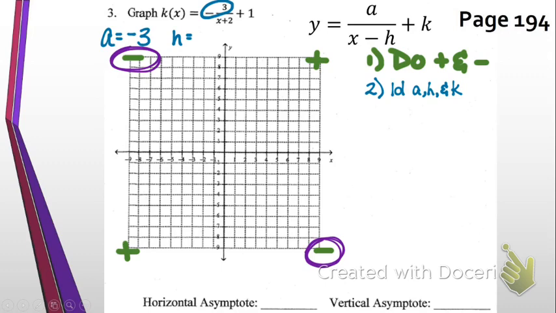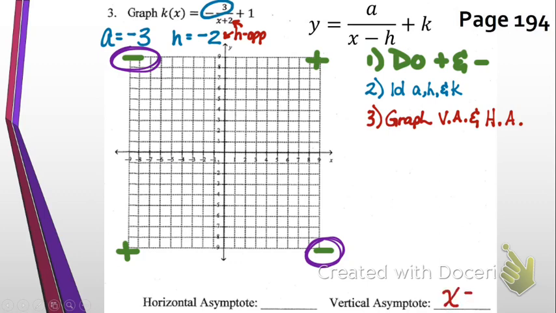What is my h value? Close. Positive. Yep. -2 because it is always our opposite. And then I'm going to take and put that right on the graph. We're going to graph the vertical asymptote and the horizontal asymptote. Does H tell me the up and down one, the vertical, or the back and forth one, the horizontal? Up and down. I always find H with X, and so it's going to go through the X axis. So X equals -2. So I'm going to find -2 on the X axis, and we're going to go up and down through that.